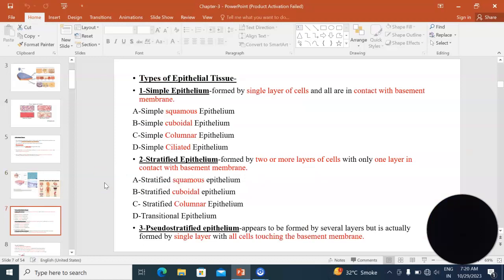Moving next, we will study the types of epithelial tissue. Generally, epithelial tissue is divided into three main types. First one is simple epithelium, second is stratified epithelium, and third one is pseudostratified epithelium.